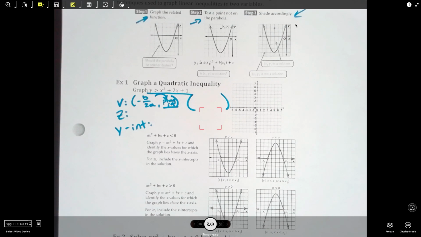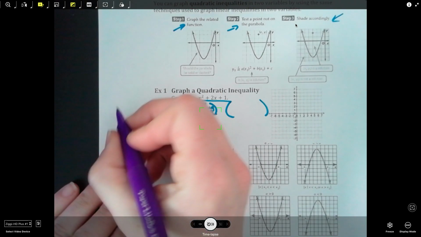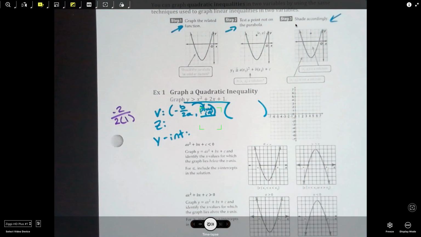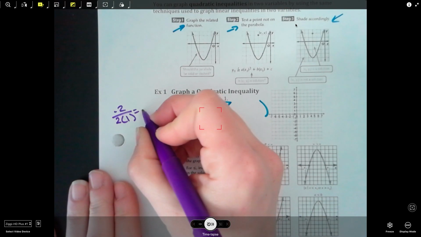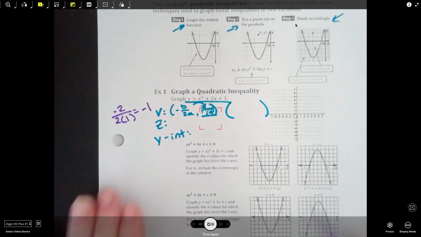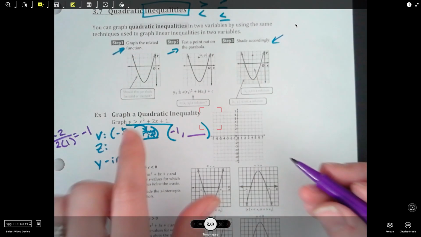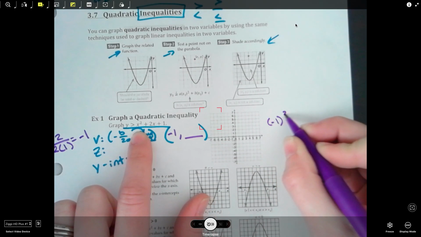Okay, so negative b over 2a. What's your b value, folks? It's 2. So we have negative 2 over 2 times 1, and that is negative 1 when you simplify. So we're going to put negative 1 in this spot, and we need to plug in to find that spot. So, negative 1 squared plus 2 times negative 1 plus 1.